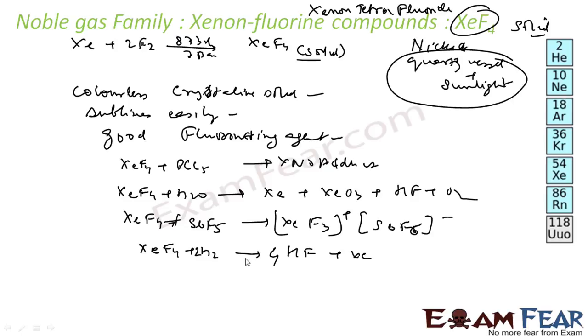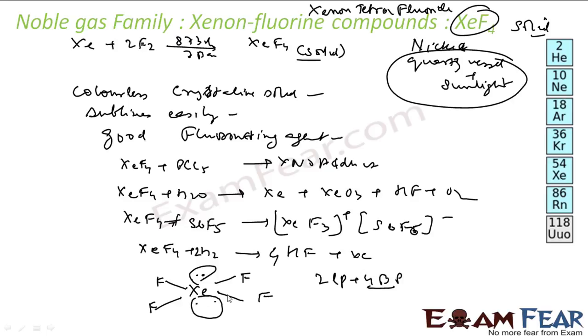Okay, let's talk about the structure of this. So XeF4, I have my xenon with 8 electrons already there, and I have to put 4 fluorine. 1, 2, 3, 4 fluorine I have put. So I have 2 lone pair here, 1 lone pair here and 1 lone pair here. So I have 2 lone pair plus 4 bond pair, and hybridization is s, p3, d2, sp3d2 hybridization. So as per VSEPR theory, it is square planar. Please remember the shape of this, square planar for XeF4.